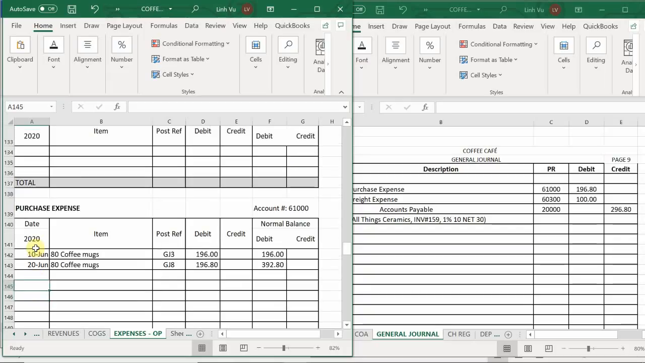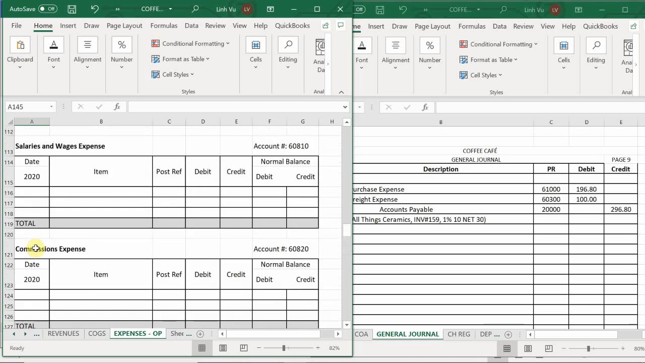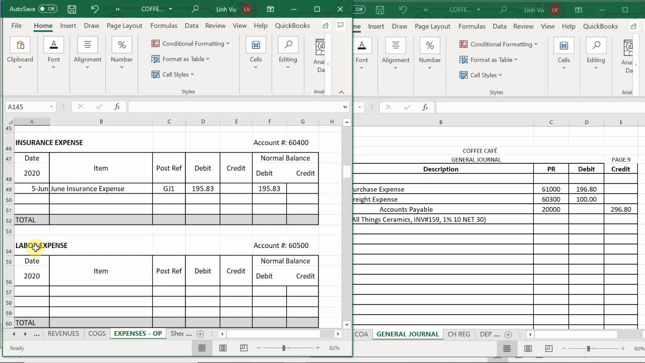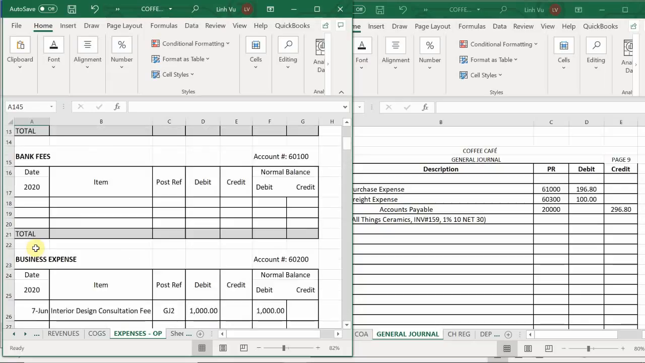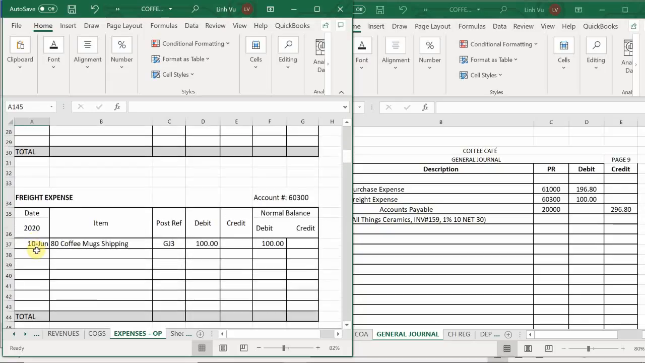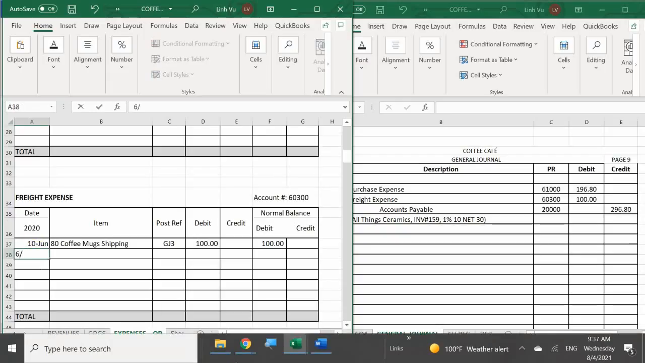All right. So go to freight expense. It should be at the top of the window. Here we go, freight expense. Date of June 20. 80 ceramic coffee mugs. General journal 9.